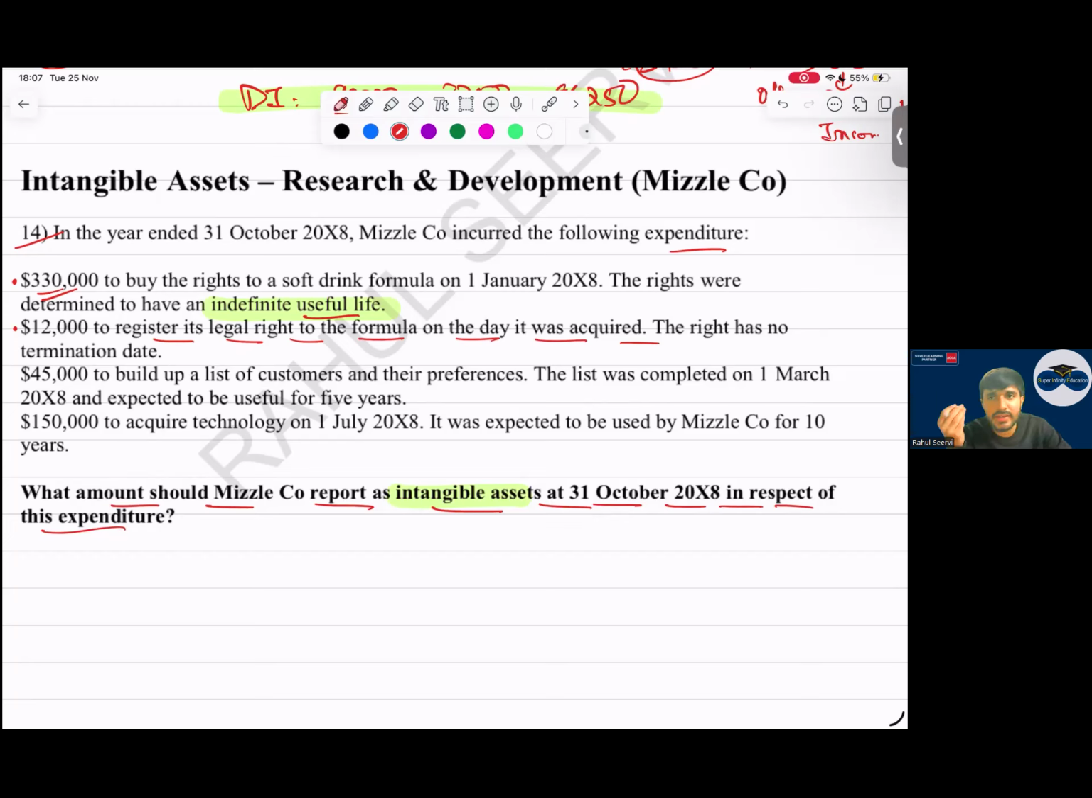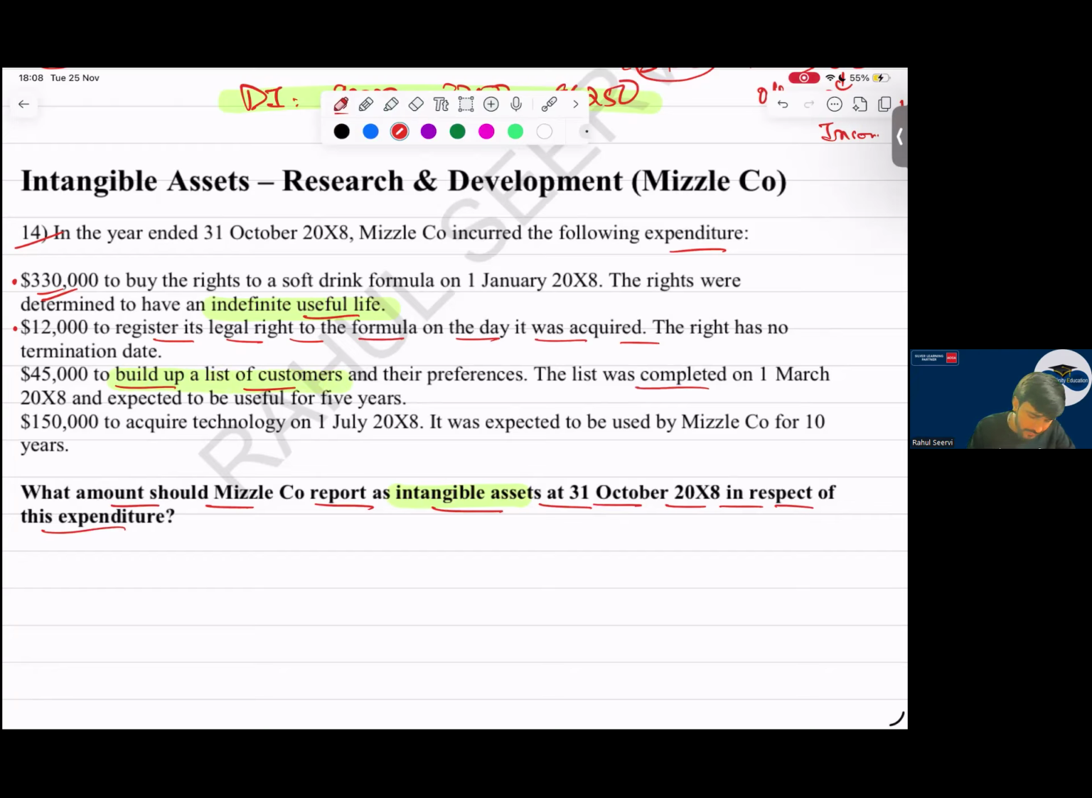So it's a question regarding capitalization of intangible asset, a very simple and easy question. So 45,000 to build up a brand, 45,000 to build up a list of customers. Customer list, did you purchase this customer list or is it within the company? It is within the company, baba. If it is within the company, do we capitalize an internally generated brand? No.